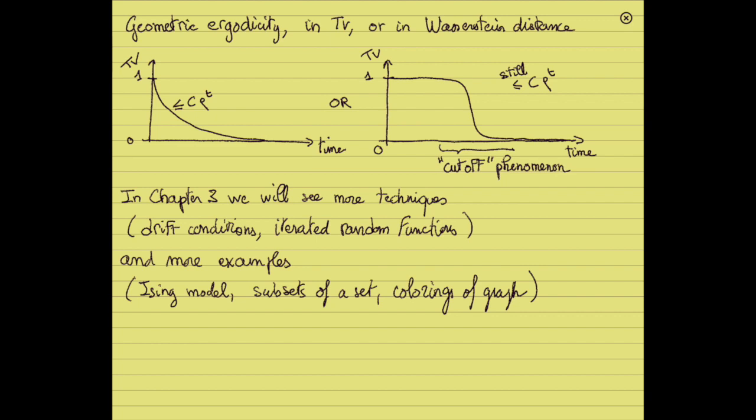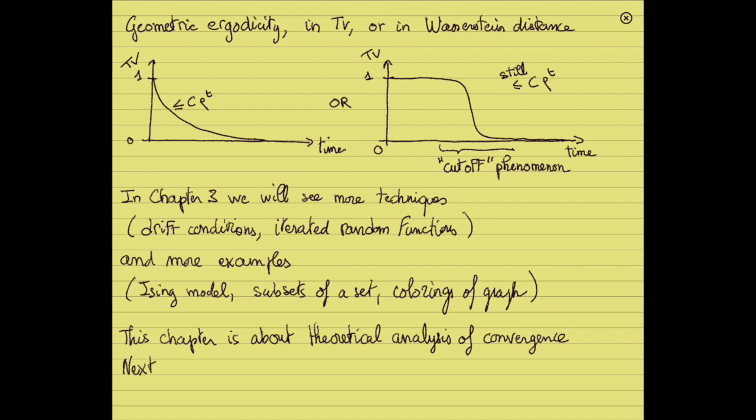So this chapter, of course, is about the theory of the convergence rate of Markov chains to stationarity. But some of the tools that will be introduced in chapter 3 will also be helpful in the next chapter. And the next chapter is really about practical analysis of convergence. So practical tools that users might be able to implement on the computer in order to know how many steps of MCMC to perform.